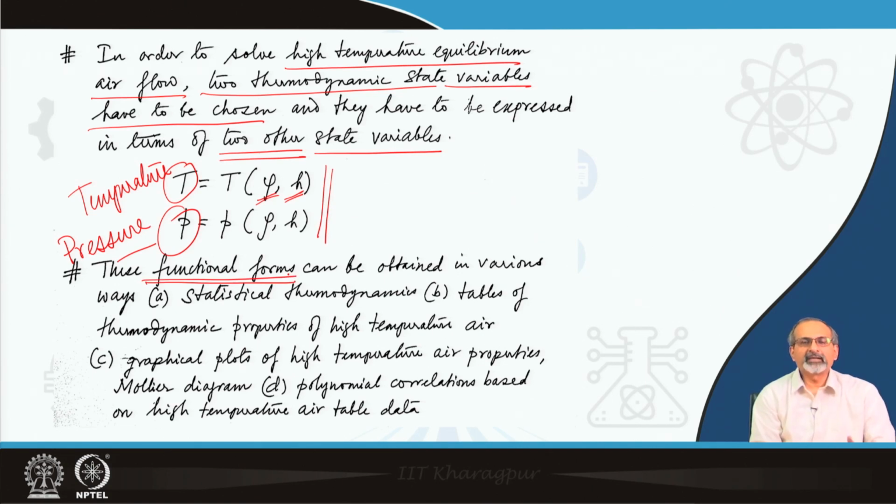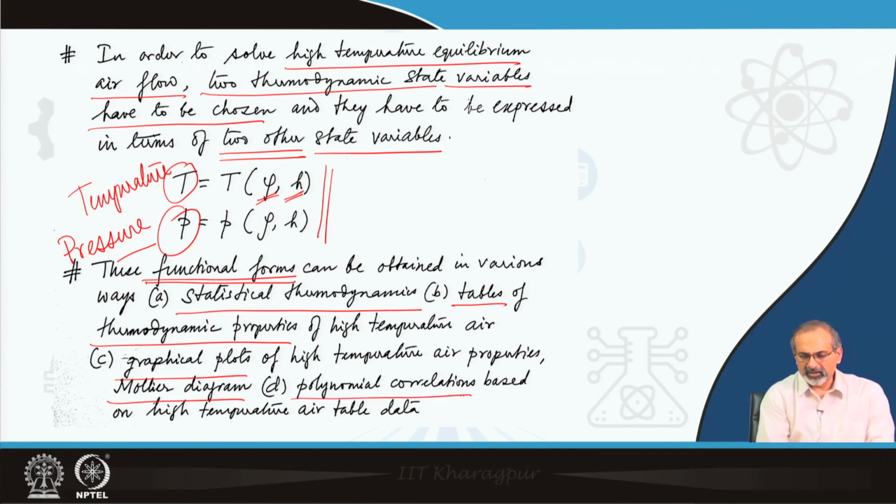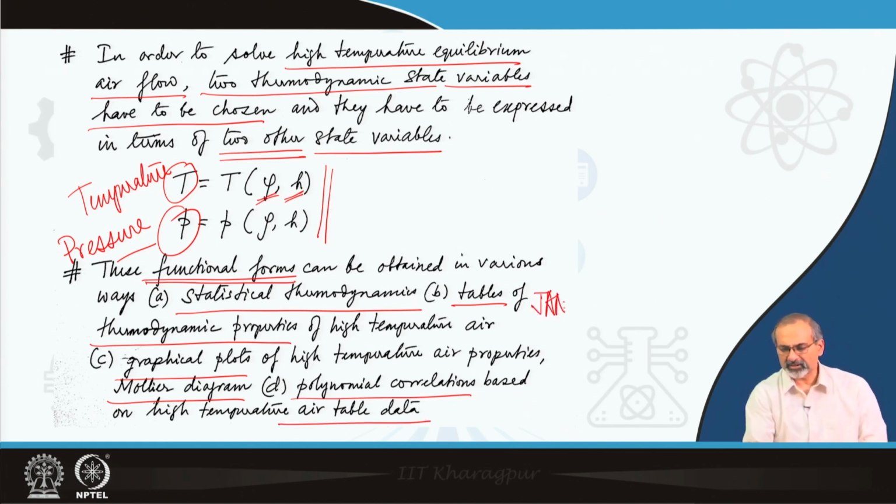So, how can we make these functional forms made available? They can be obtained in various ways. They may be obtained through statistical thermodynamics or tables of thermodynamic properties of high temperature air, graphical plots like Mollier diagrams, or polynomial correlations based on high temperature air table data. There are different ways. Tables, of course, we have been talking about JANAF for quite some time.